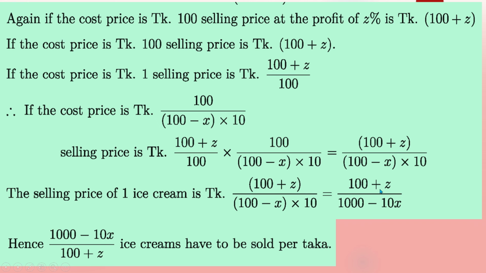Okay, that means this taka is for one ice cream. So 1 taka is for 1 divided by this. 1 divided by this means this, inverted, we will get this. This is the correct answer.